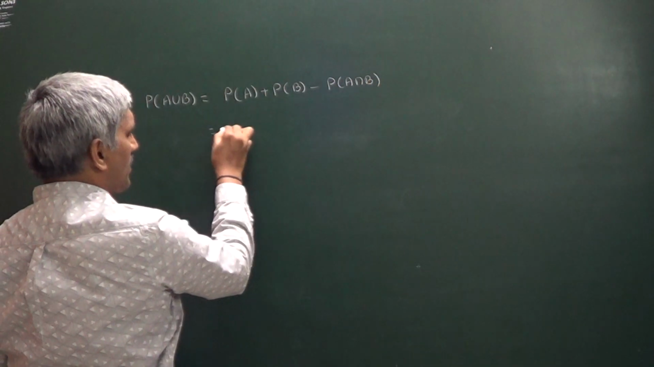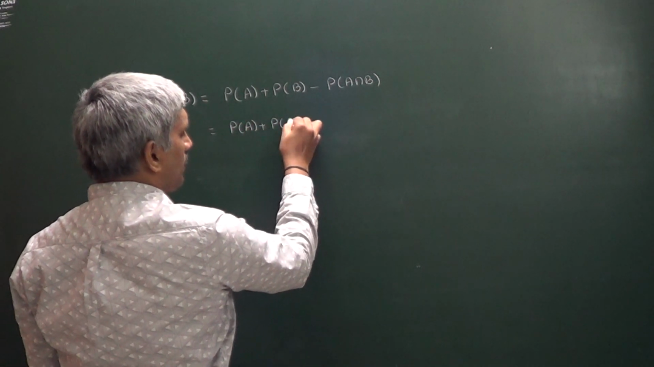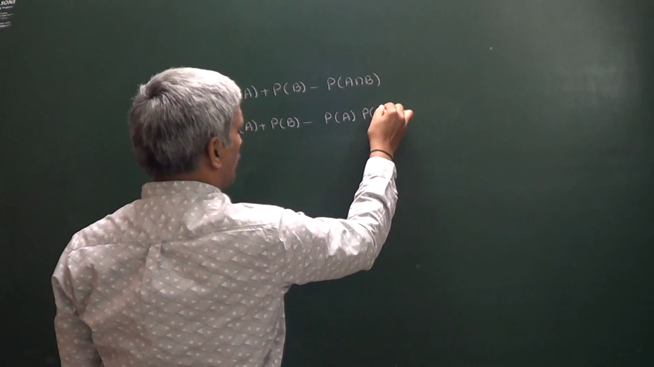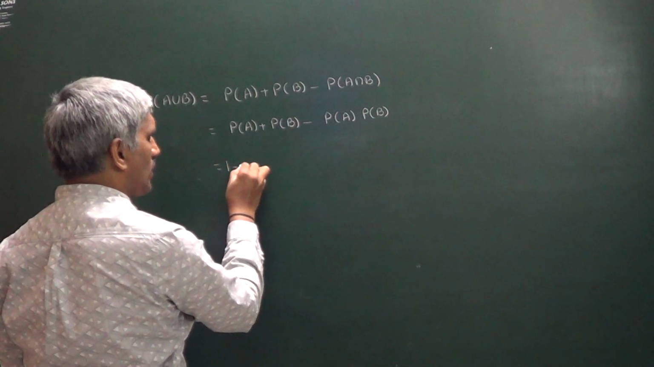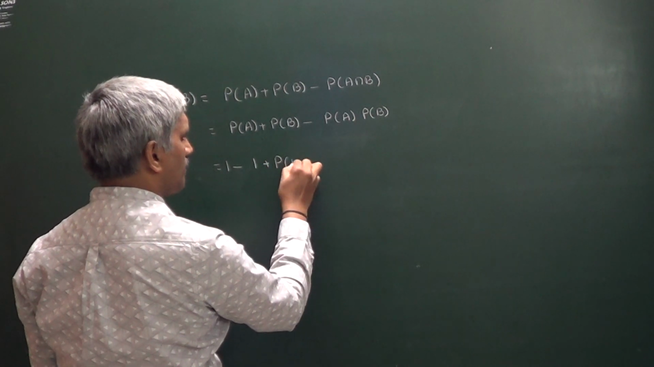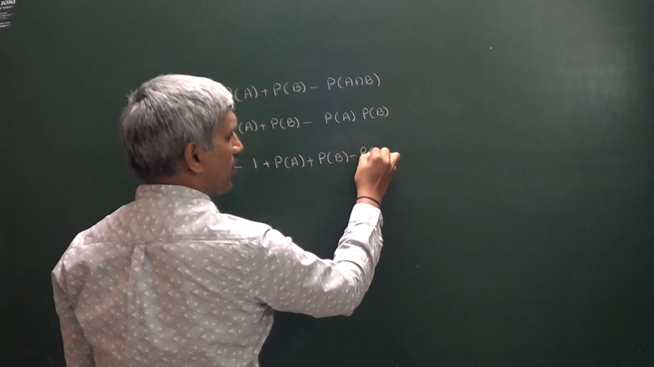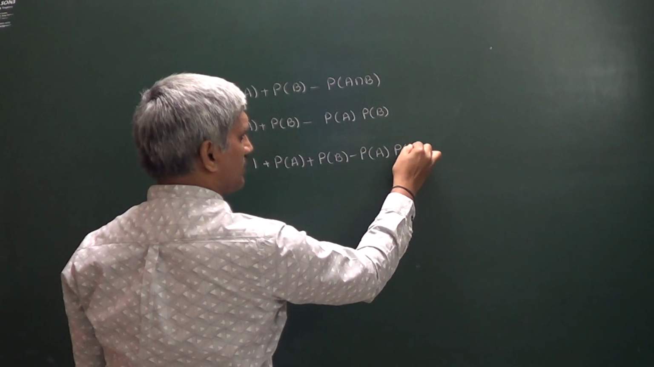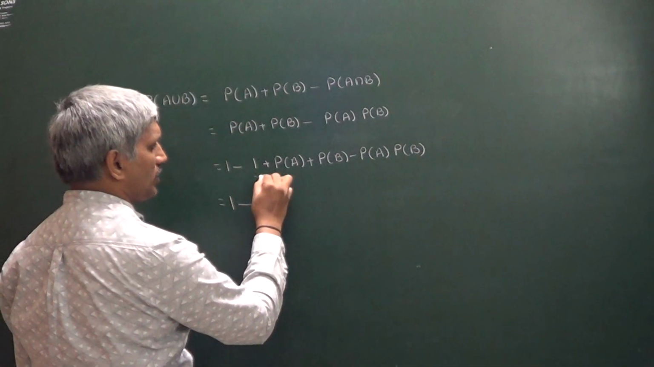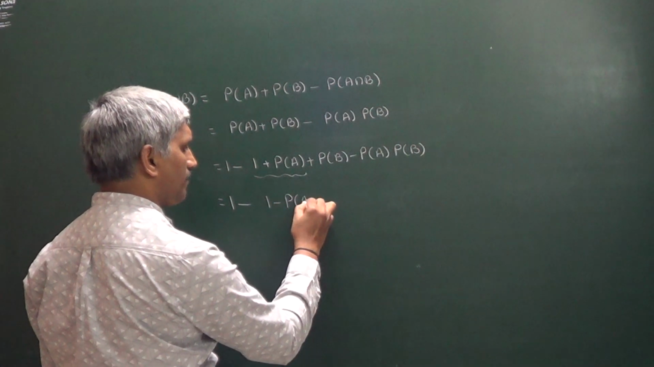But in case of independent events, we can write P of A intersection B is equal to P of A into P of B. Now observe here what I am doing. This can be written as 1 minus 1 plus P of A plus P of B minus P of A into P of B. Right? So this we can write as 1 minus, from these two if you take minus common, we will get 1 minus P of A.